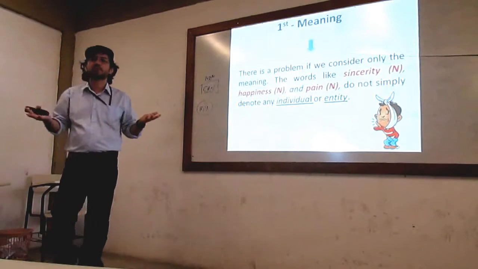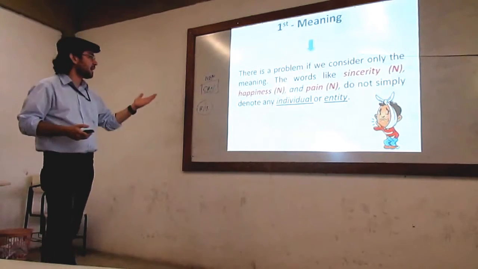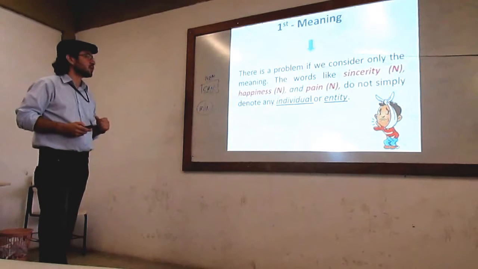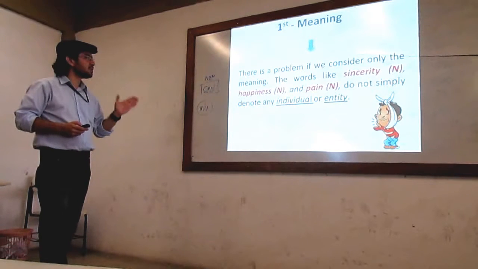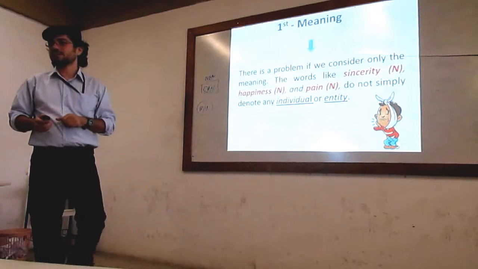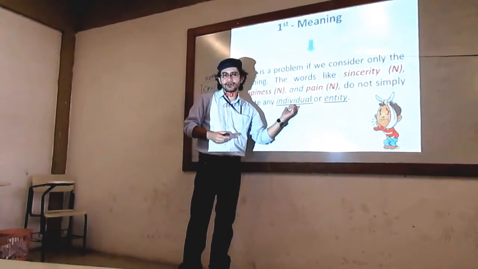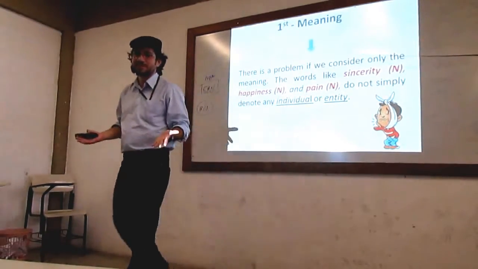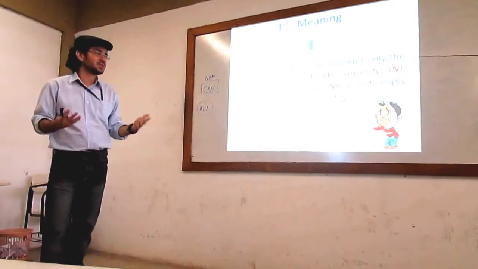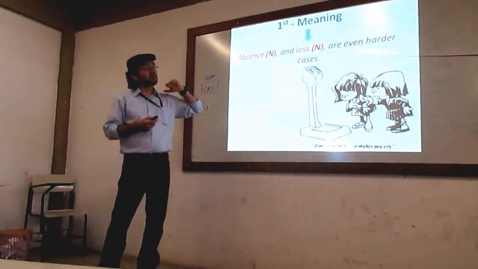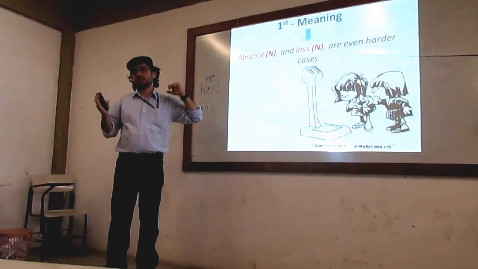So, it's a problem for grammar to explain. Okay? Happiness, it's a noun. Pain, it's a noun. So, they do not simply denote an individual or entity. So, they are not in these definitions. So, it's a problem, but they are nouns. How can we explain that? How could the traditional grammar explain it? So, meaning is not so good to analyze the grammatical classes.